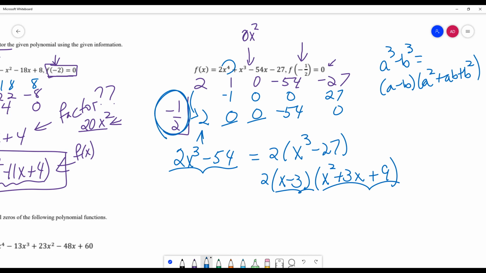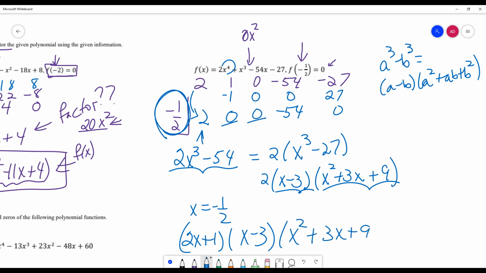So what do I have for my factors? Let me just write this out. x equals -1/2, remember that? So 2x plus 1 is that factor. And then I have an x minus 3, and I have an x squared plus 3x plus 9. That is how we are factoring this polynomial. I really hope that makes some sense.